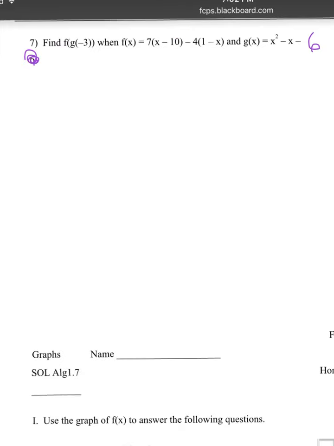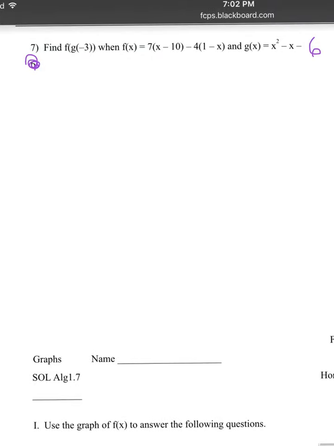Number 7 is a composite function. And a composite function is just a grouping of two or more functions. And the best way to describe it is these functions are nested within the other. So if we look at this first one, we have f of g of negative 3. So you can see that we have two sets of parentheses here. So what we want to do is look at that innermost set, which says g of negative 3.